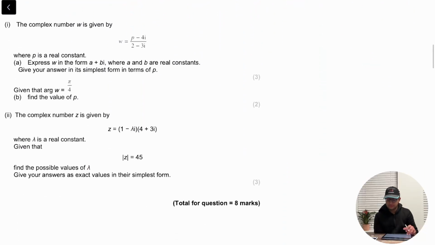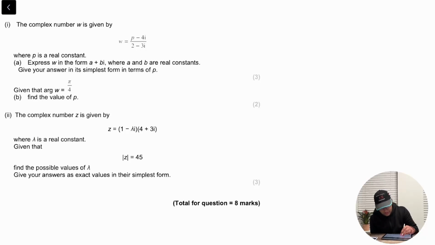Let's look at the next one. The complex number w is given by some fraction. Immediately I'm thinking rationalize the denominator, p is a constant. Express w in the form a plus bi, again rationalized, where a and b are real constants. Give your answer in the simplest form in terms of p.